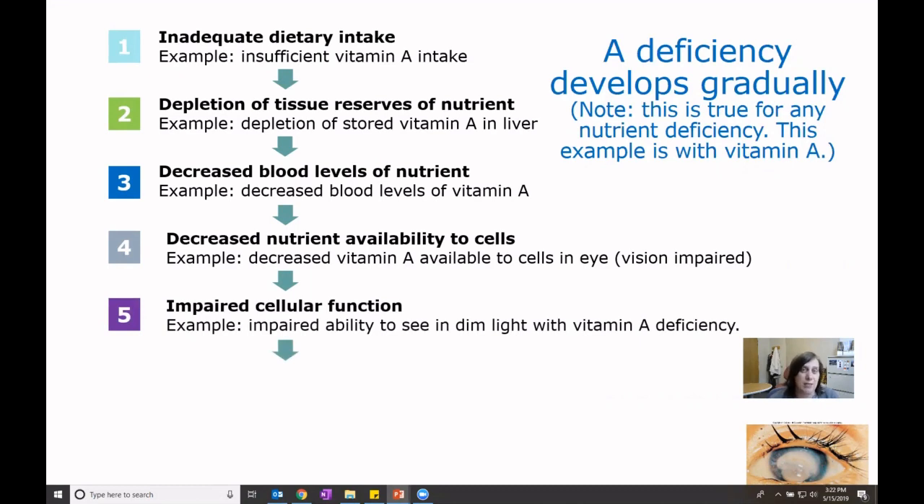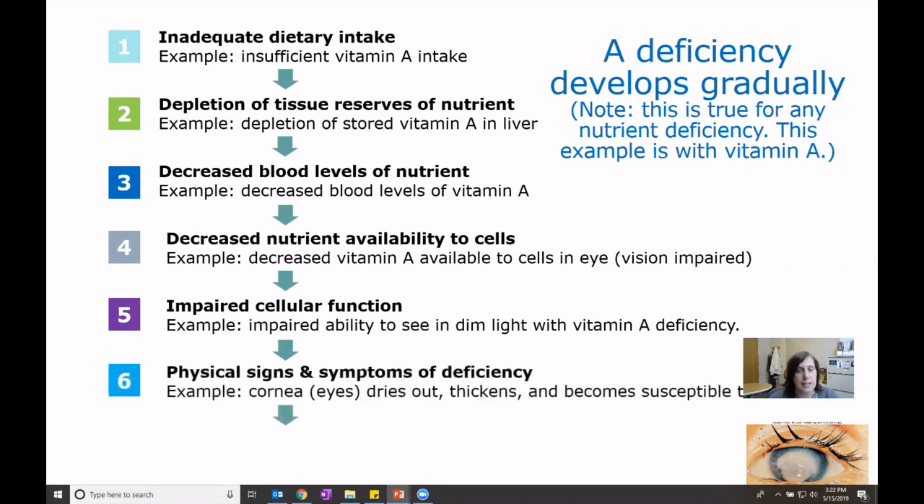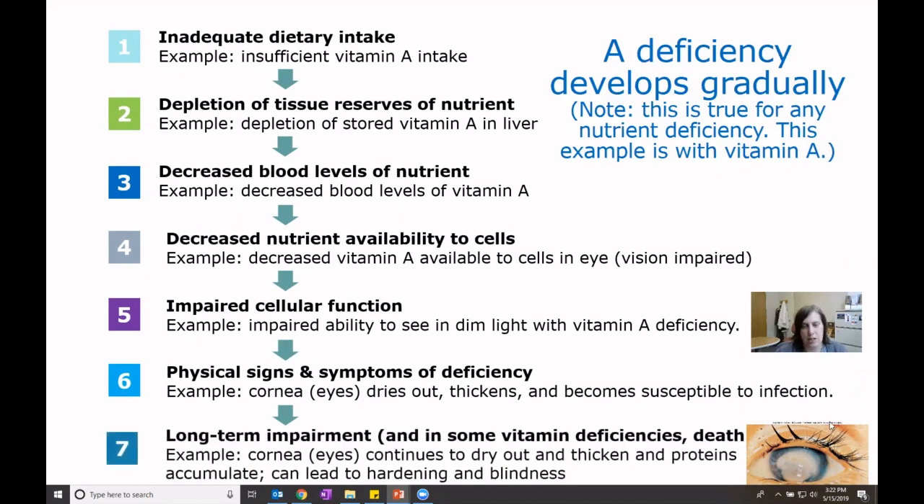So in the case of vitamin A deficiency, we'd see impaired ability to see in dim light. This can lead then to physical signs and symptoms of deficiency. With vitamin A deficiency, you can see the cornea in the eye dries out. It can be thickened and be susceptible to infection. And like I mentioned, there can be long-term impairment. In some vitamin deficiencies, it can lead to death. In the example of vitamin A, we can see that the cornea continues to dry out and thicken, and proteins will accumulate. This can lead to hardening and blindness. And this is showing you a picture from your book, what this might look like.